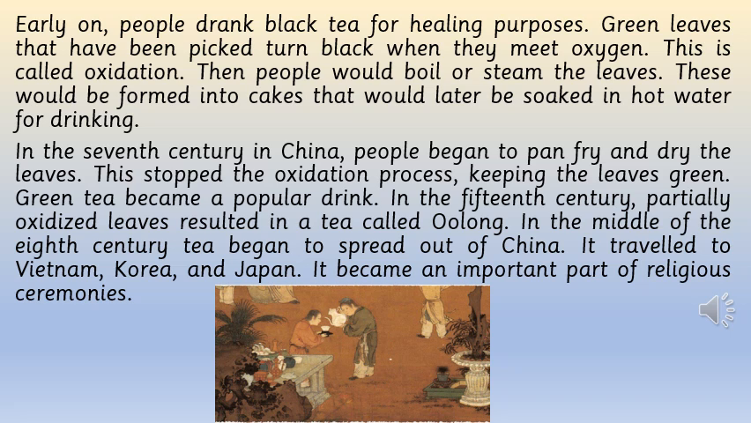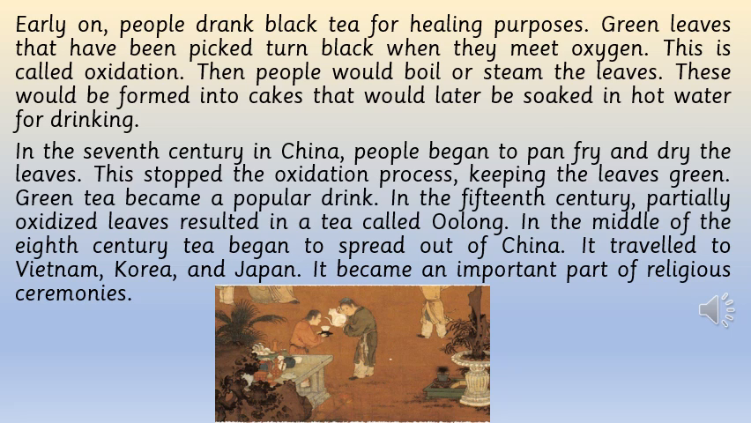In the 15th century, partially oxidized leaves resulted in a tea called oolong. In the middle of the 8th century, tea began to spread out of China. It traveled to Vietnam, Korea, and Japan. It became an important part of religious ceremonies.